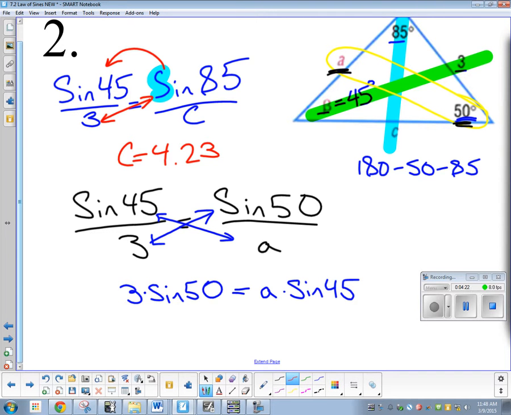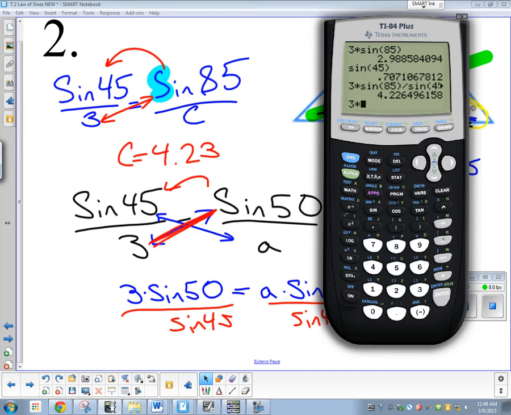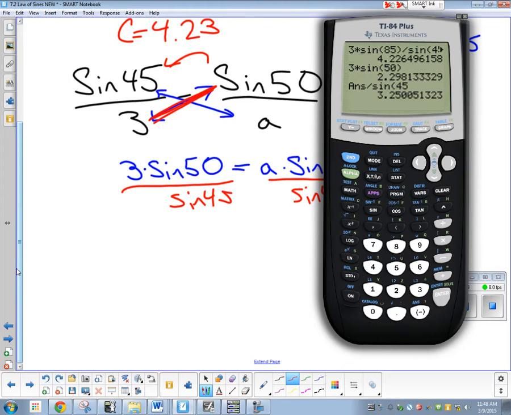Lily, I'm trying to get A by itself. Is it by itself right now? What do I need to do to get it by itself? So divide both sides by sine of 45. That will get me my final answer. Take the 2 things that you know, the 3 and the 50, and multiply them together and divide by the one you don't know, the sine of 45. So in my calculator, I'll take 3 times sine of 50 and then divide that by the sine of 45. You want to be in degrees always. Okay, my answer here for A is 3.25.